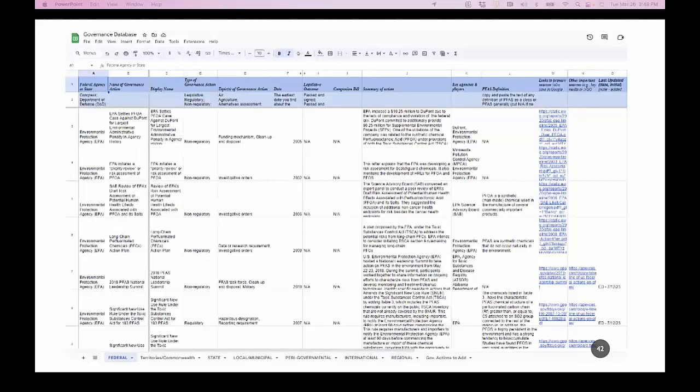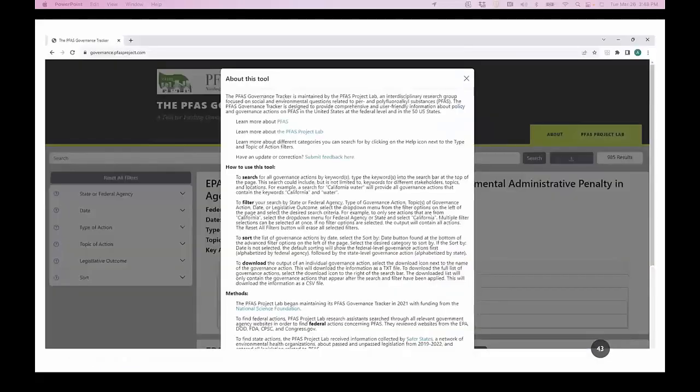version. If you go to the next slide, Julia, starting in the summer of 2023, we worked with computer scientists at Whitman College and created a publicly available interactive website. So, and this is at governance.pfasproject.com. When you load the website, you'll get this informational screen that has information about the website, how to use it, information about how we compile the data, and also a discussion of limitations of this database, as well as a form for submitting additional suggestions or corrections to the database.